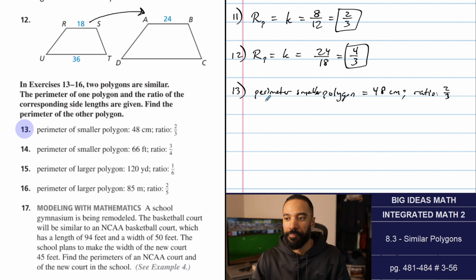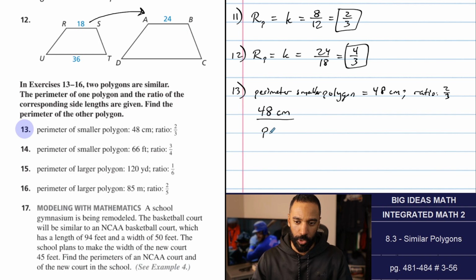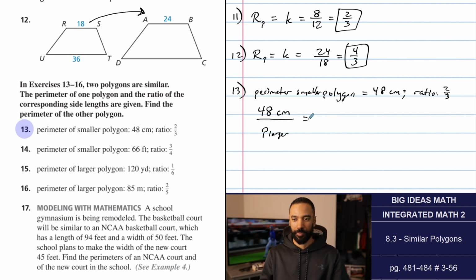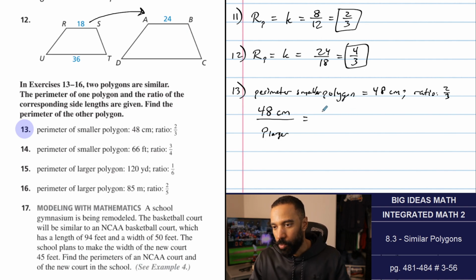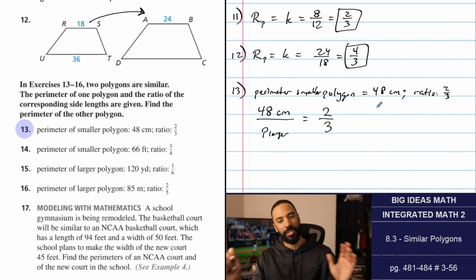Next time I'll put P small. So because here I'm going to do this. The perimeter of the smaller one is 48. The perimeter of the larger one, we don't know, P larger. This will be equal to the ratio of the corresponding sides, because they're all sets of lengths.